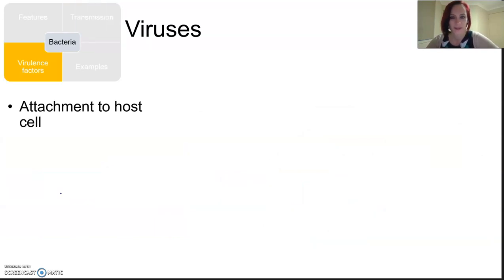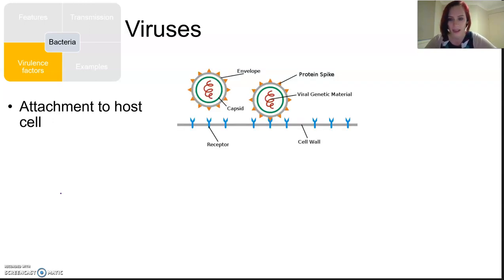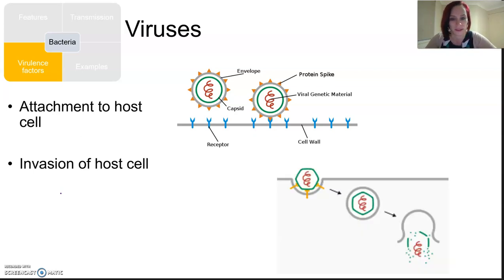All right, virulence factors of viruses. Really importantly, they must be able to attach to the host cell because they have to be able to get inside, and they have particular spikes on their capsids or their envelopes in order to attach to specific receptors on specific types of cells. They do then invade the host cell, so they get in via the envelope and they can fuse with the cell membrane and actually get their genome right in there via endocytosis.